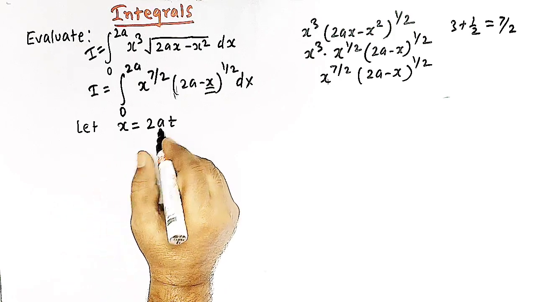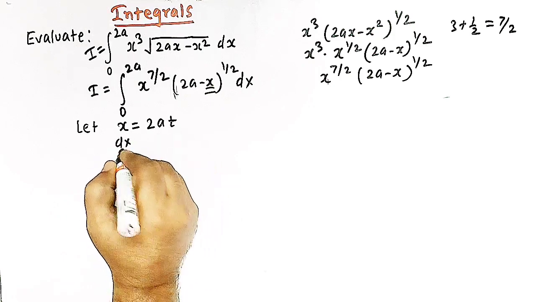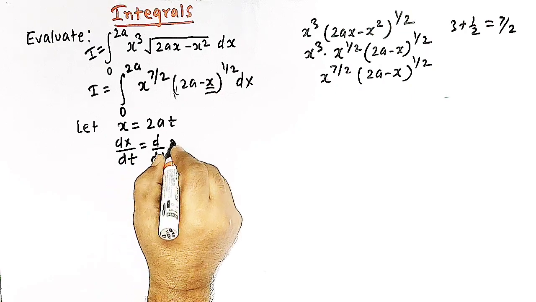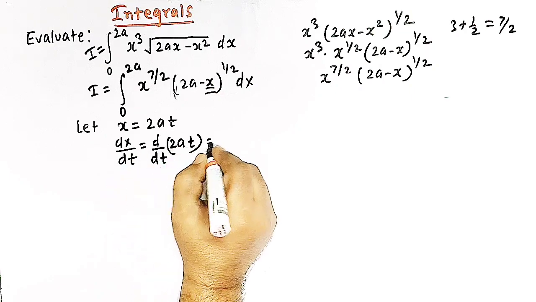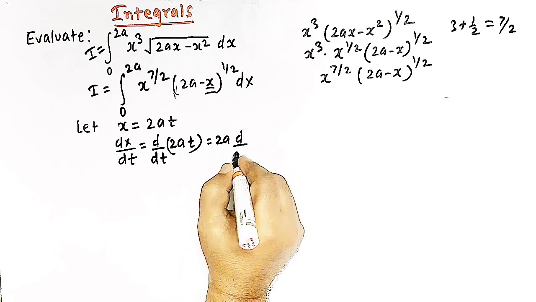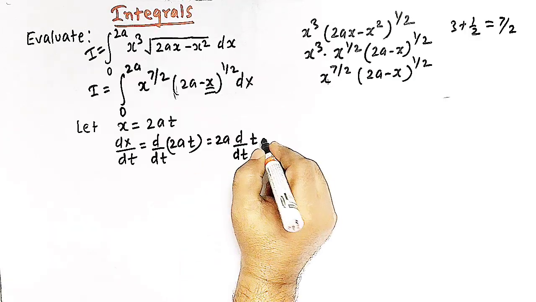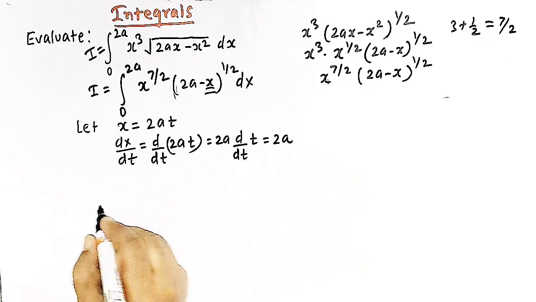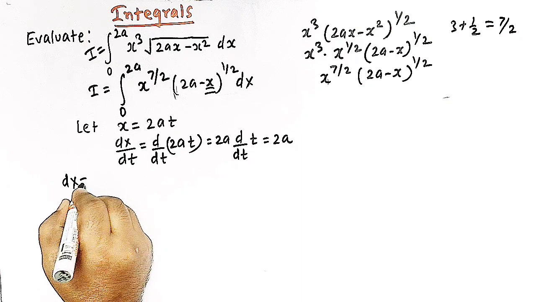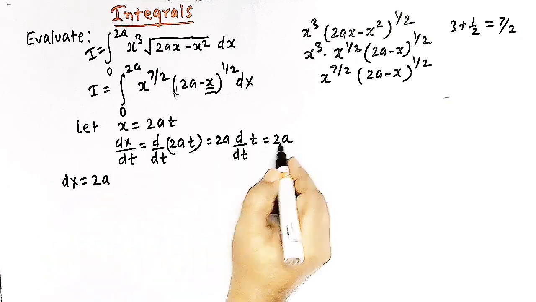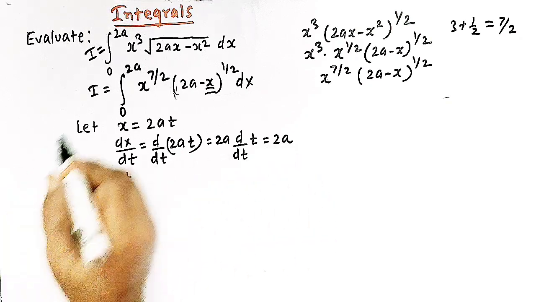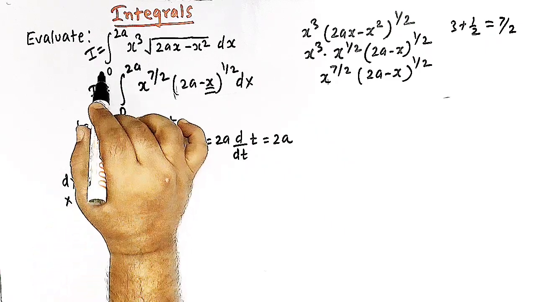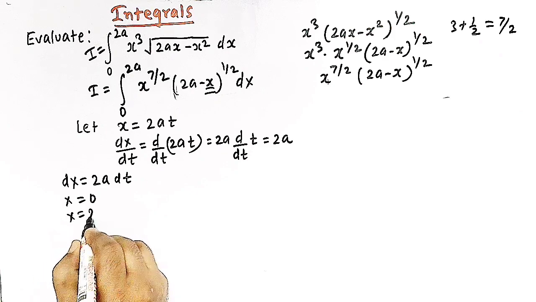So x is equal to 2at, so that dx over dt is now equal to d by dt of 2at, and this is 2a times the derivative of t with respect to t, that is simply 2a. The derivative of t with respect to t is 1. So we can now write dx is equal to 2a dt. Now let us change the limits. So here the lower limit is 0 and the upper limit is 2a.